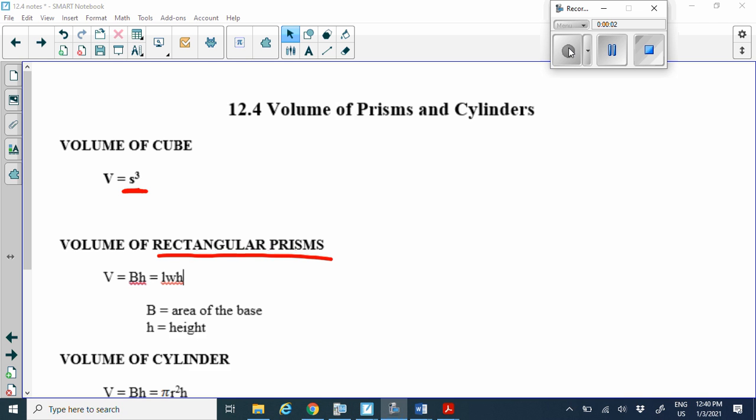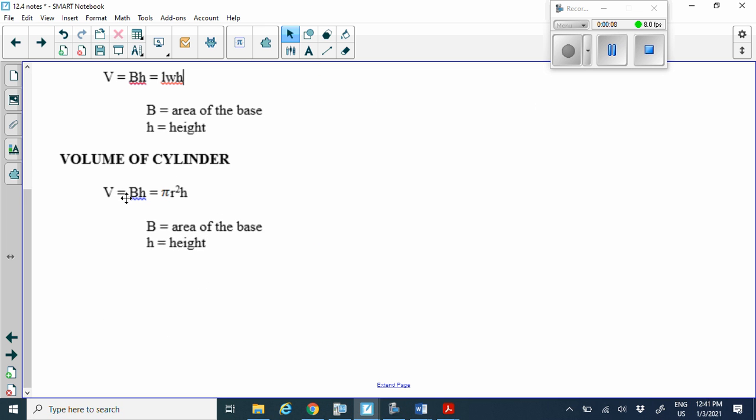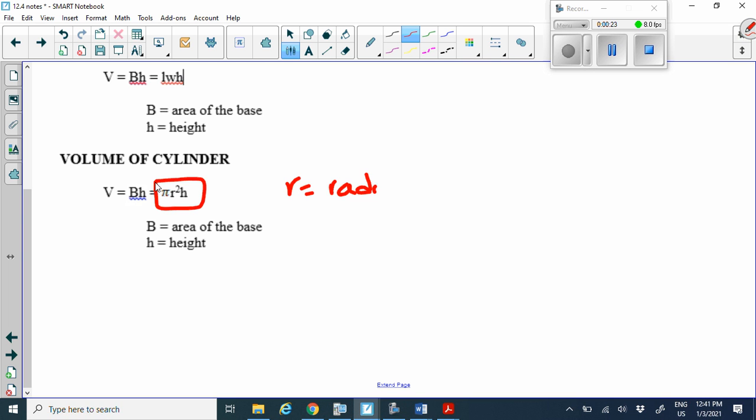So here's part 2 of the 12.4 notes. We're going to find the volume of cylinders. So the formula we're going to use is, notice, we'll have base times our height. So remember, B represents the area of the base. So the formula we are really going to use for volume of a cylinder is going to be pi r squared times h. So remember, r represents the radius, and of course h represents the height.